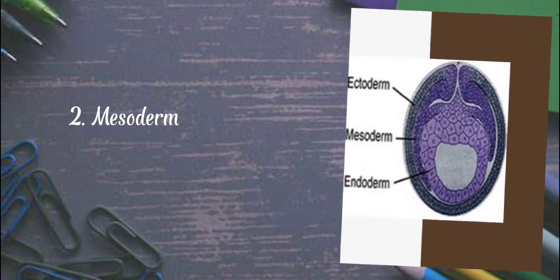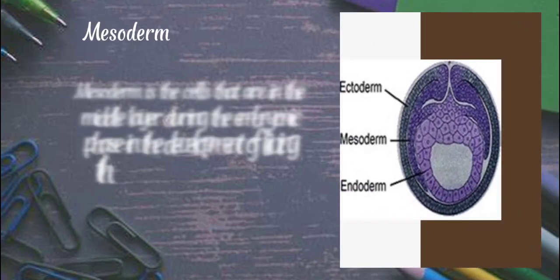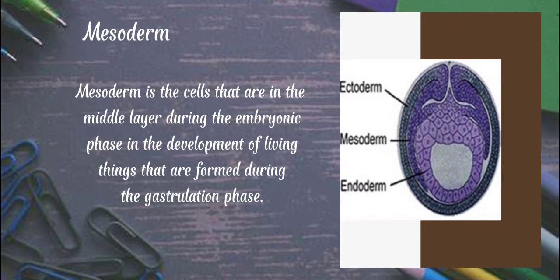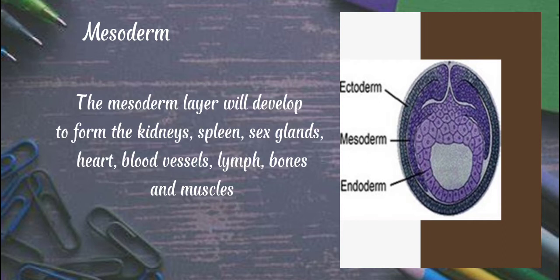Second, mesoderm. Mesoderm is the cells that are in the middle layer during the embryonic phase in the development of living things that are formed during the gastrulation phase. The mesoderm layer will develop to form the kidneys, spleen, sex glands, heart, blood vessels, lymph, bones, and muscles.